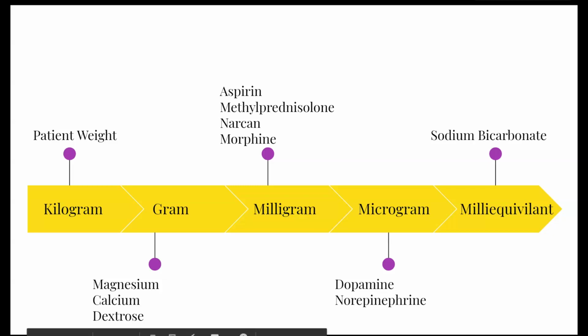Certain medications, like your magnesium and calcium, dextrose, are measured in grams. Most of your other medications, like aspirin, Narcan, etc., are in milligrams. You have micrograms, like dopamine, norepinephrine, fentanyl. And then you have your bicarb. Sodium bicarb is in milliequivalents because it is not technically a drug. It's a buffer, a naturally occurring thing. Because of the OH and the hydrogen ions, they measure that in a milliequivalent.